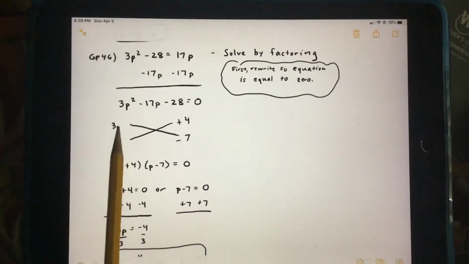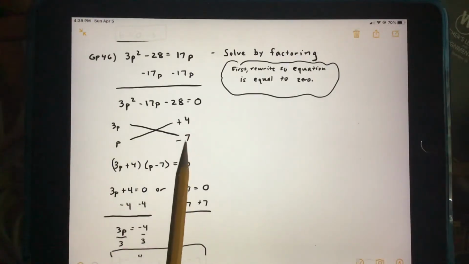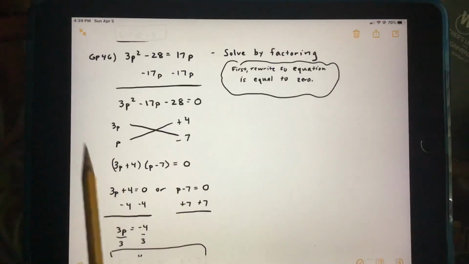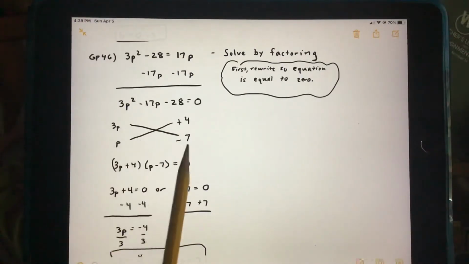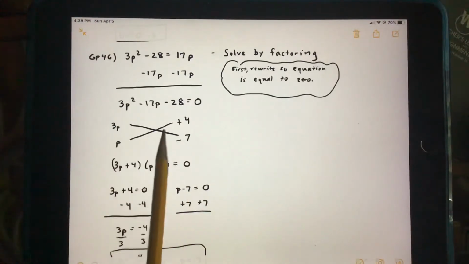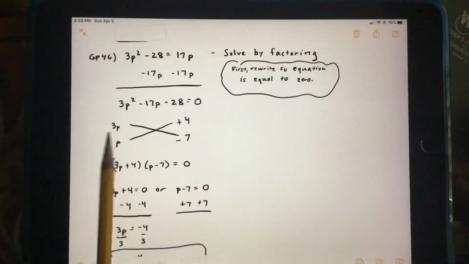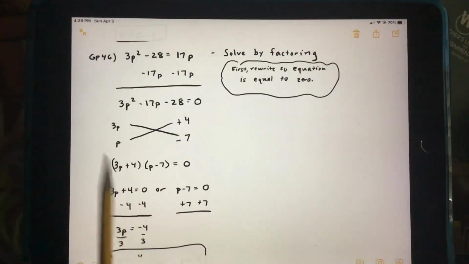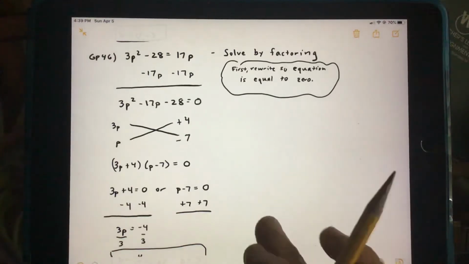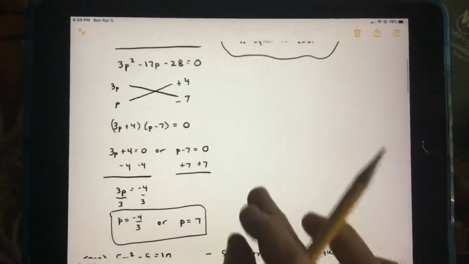So using our quadratic factoring, we notice that 3p times p is 3p squared. 4 times negative 7 is negative 28, and our diagonals will create this negative 17p we need. Negative 21p on this diagonal plus 4p equals negative 17p. So we are going to now use this information to rewrite our trinomial in factored form. So 3p plus 4 times p minus 7 is equal to 0. Set each of those factors equal to 0 and solve for p.